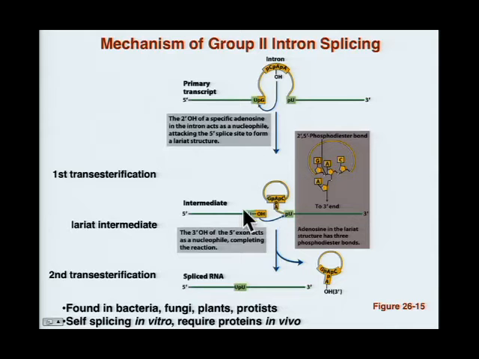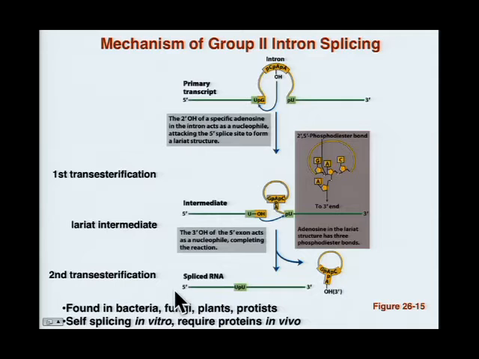Okay, so we made our lariat. We've now exposed a 3' hydroxyl at the 5' splice site, and nucleophilic attack on the phosphate within the phosphodiester bond here at the so-called 3' splice site ligates our two pieces together, releasing our lariat with a free 3' hydroxyl. Okay? This is a little tricky.